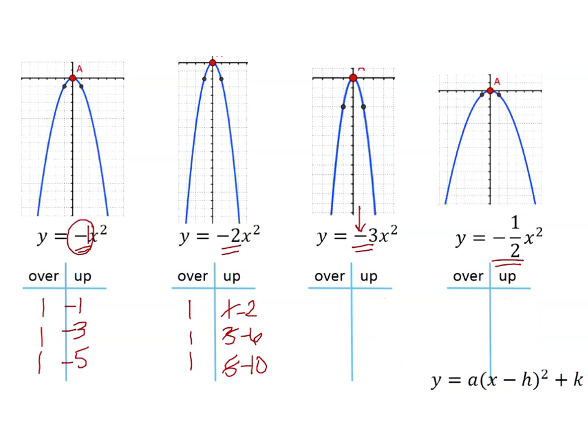We see that same thing happening over here. The negative means this is going to open down, and the 2 means it's going to be narrow. Again, here in the next one, the negative means it's going to open down. The 3 means it's going to be narrow. In the last one, the negative means it's going to open down, and the 1/2 means it's going to be wide.